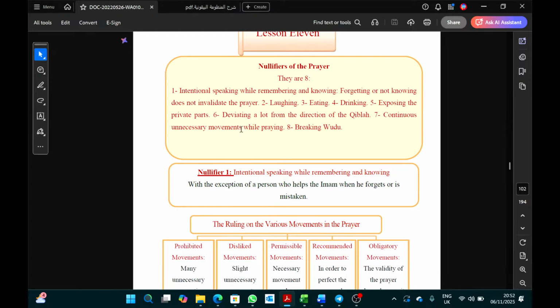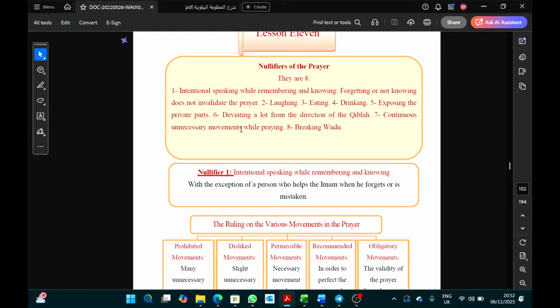Oh, no, the other two are in wudu. That's fine. Okay, what are they? Number 1, intentionally speaking whilst remembering and knowing. Forgetting or not knowing does not invalidate the prayer. And if you intentionally speak, it's not allowed. Right? If you forgetfully say something, and as soon as you remember, you stop, that's fine, it's forgiven, inshallah.